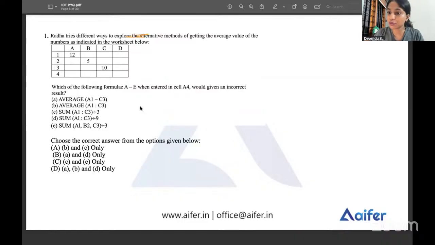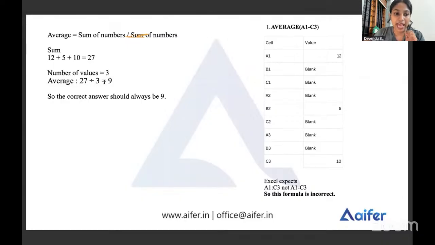So basically the average would be 12 plus 5 plus 10 divided by 3. We do not count the blank cells. Here we only have three numbers, so we divide by 3. The sum 12 plus 5 plus 10 is equal to 27, and 27 divided by 3 gives 9. So the correct answer should always be 9.